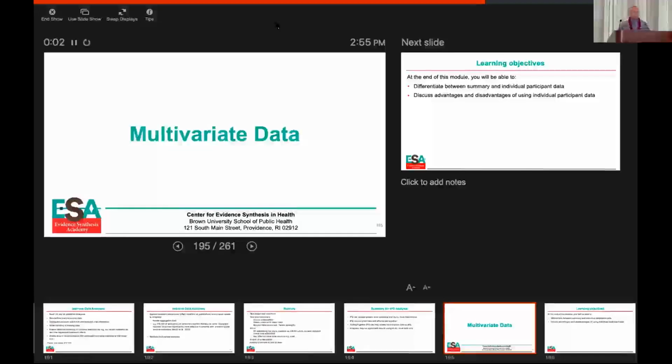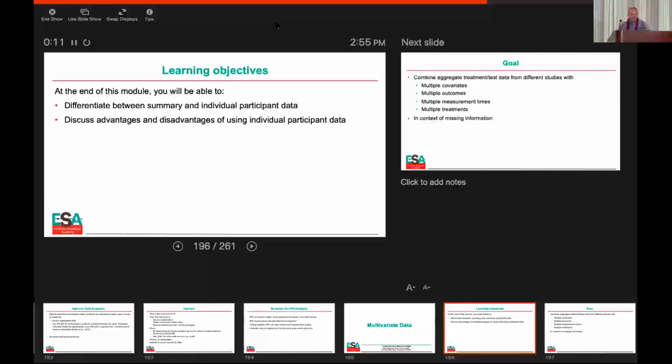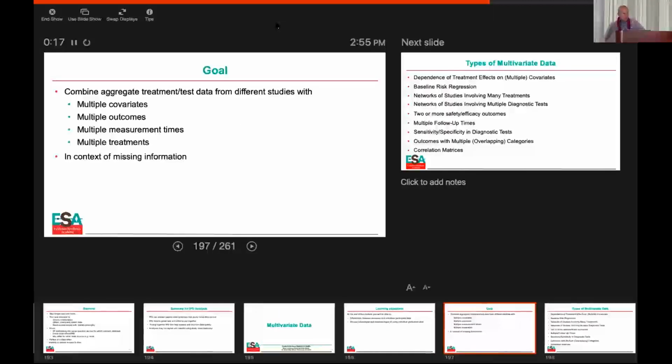Okay, so let's head into multivariate data at this point. So far we've been talking about one outcome. What I want to do now is show you how to combine the data from different studies. The multivariate setting either could be multiple covariates, in which case you have meta-regression, could be multiple outcomes, which we haven't really talked about yet, multiple measurement times, in which case you have longitudinal data, or multiple treatments, in which case you have network meta-analysis. And so I want to give you a very brief overview of all those areas.